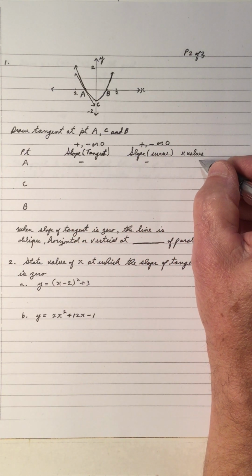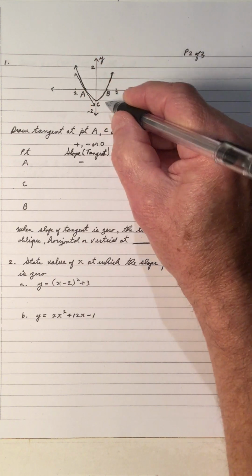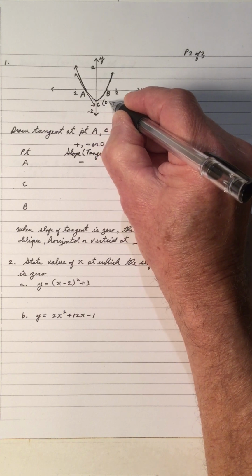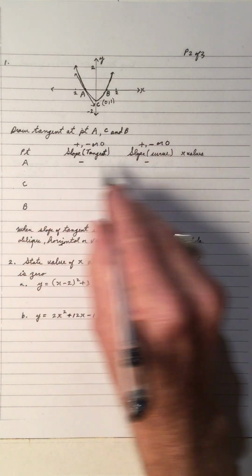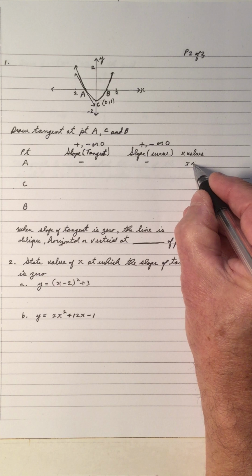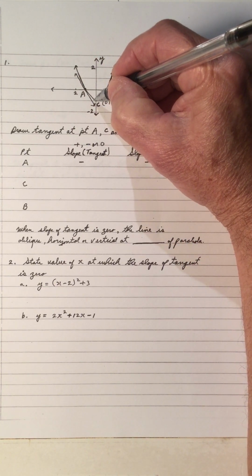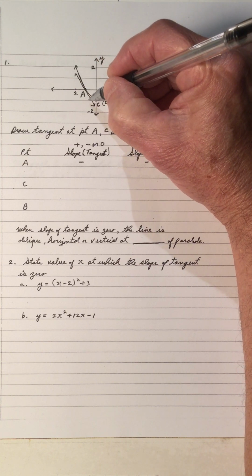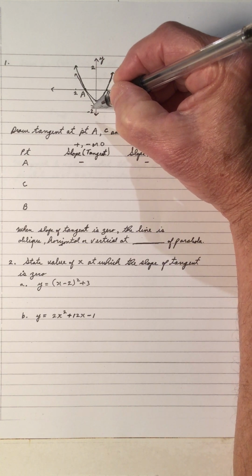And the values of x anywhere on this side. So notice that the vertex here is x is 0, y is 1. So anywhere where x is less than 0, no matter what point we pick to the left of 0, the slope of the tangent is negative, and the slope of the curve is going to be negative. Not like a secant.